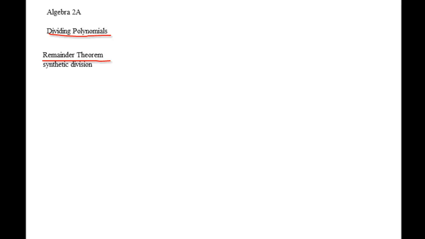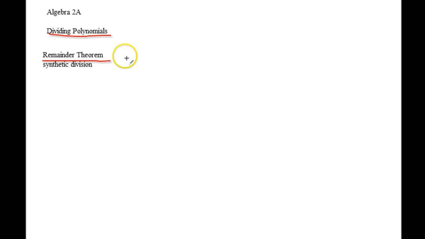Alright, so today we'll learn the other method for figuring out what to do if you have a degree of 4 or higher and you can't use a difference of perfect squares, a sum of cubes, or a difference of cubes. We're going to learn something called dividing polynomials, and that's a method used to actually break down a polynomial into its factors. Okay, so the remainder theorem states this.